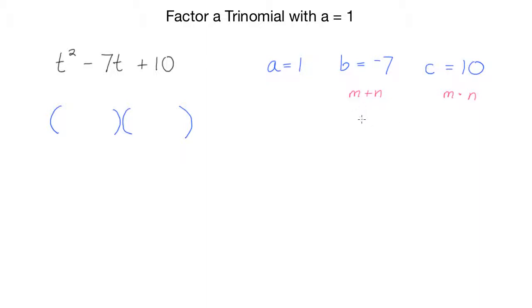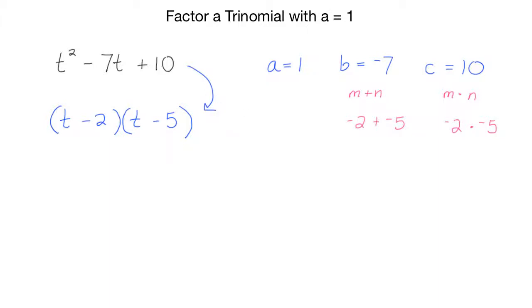And my two numbers are negative 2 and negative 5. Those add up to negative 7, and negative 2 multiplied by negative 5 gives positive 10. So check it out, we can factor this into t minus 2 and t minus 5. That is the same thing. This trinomial factors into those two binomials.